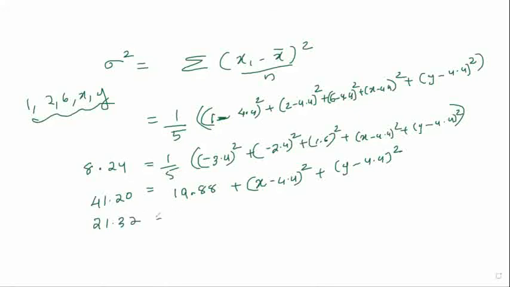41.20 minus 19.88 is equal to (x minus 4.4) square plus (y minus 4.4) square. Okay, now we need to write each and every step like we do in your exams. Here I am writing each and every step for you to understand. But anyhow, we have to substitute now.